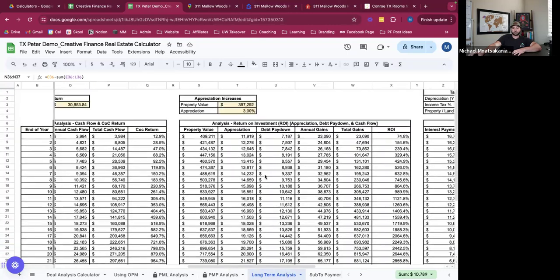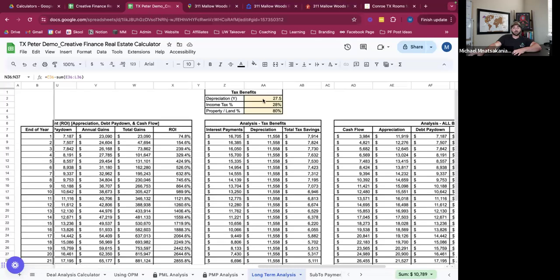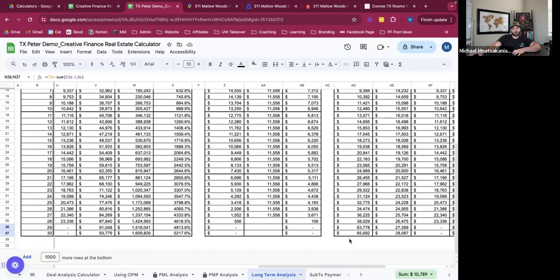Same with your depreciation, right? You don't depreciate forever. More often than not, you're depreciating over 27.5 years. Once you lose those tax benefits, what do your returns look like? Really good to understand that.